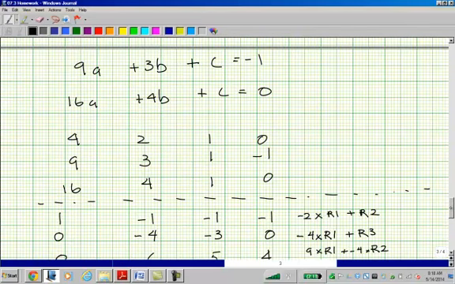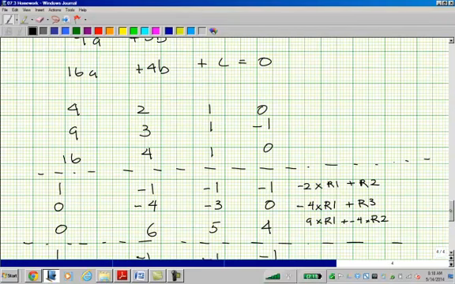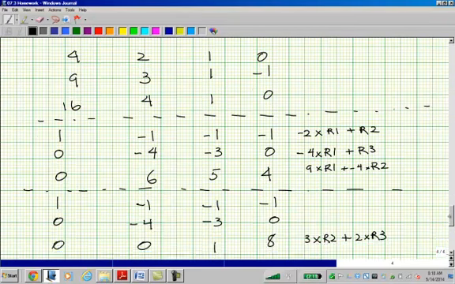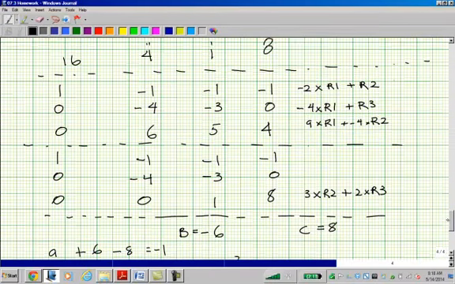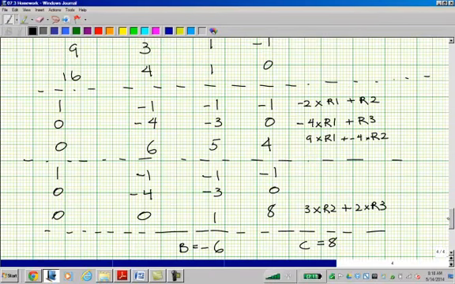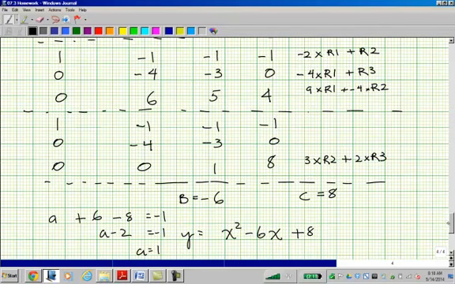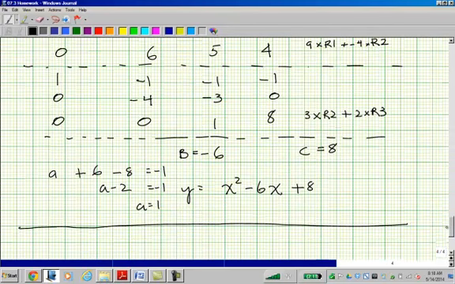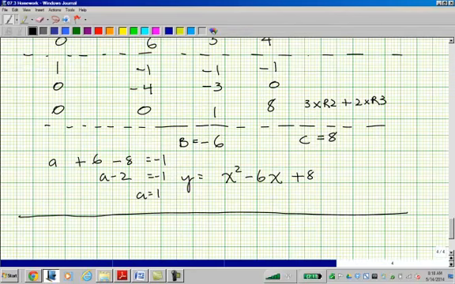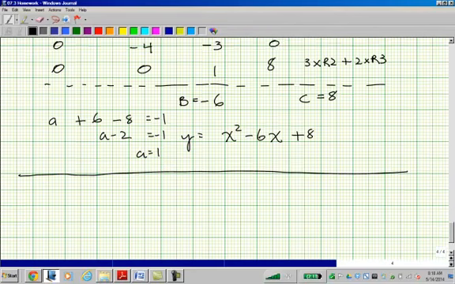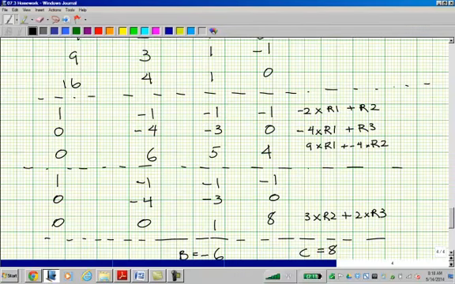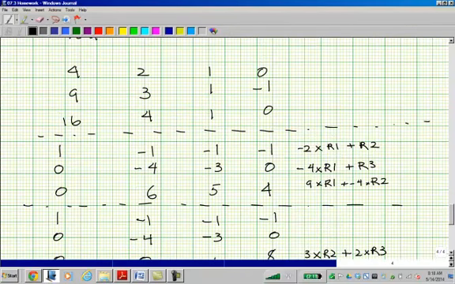And then I use the RREF method to end up with, eventually, c equals 8, and then I'll use that to get b equals -1 and a equals 1. Okay, and these are my row maneuvers here.